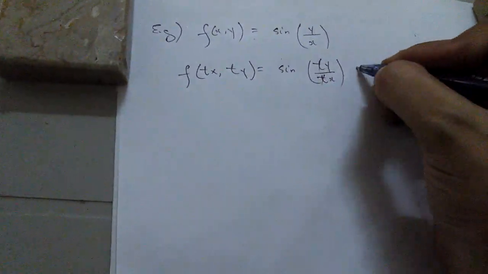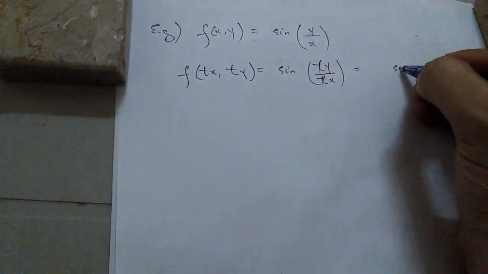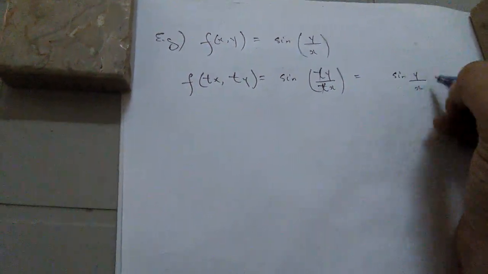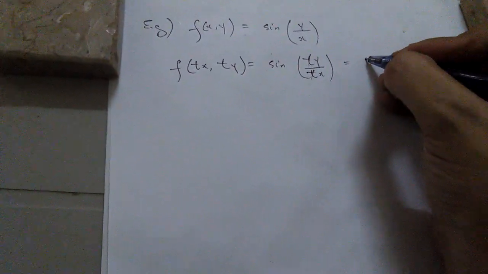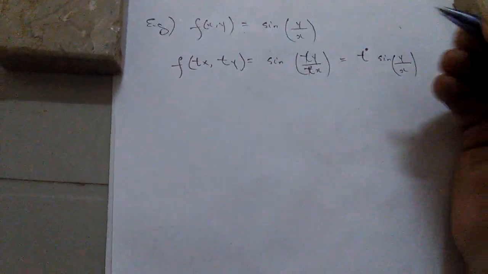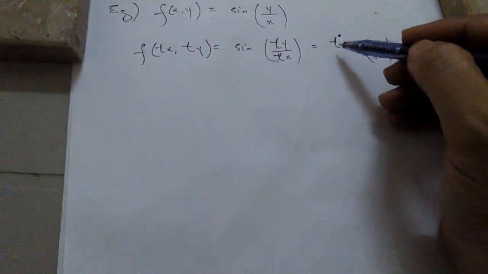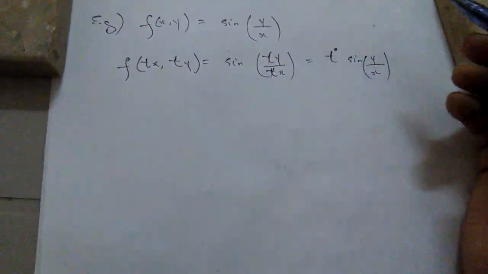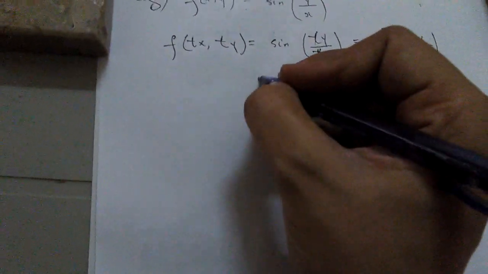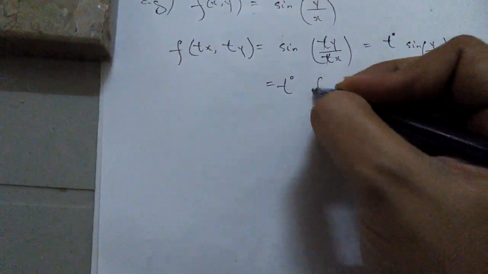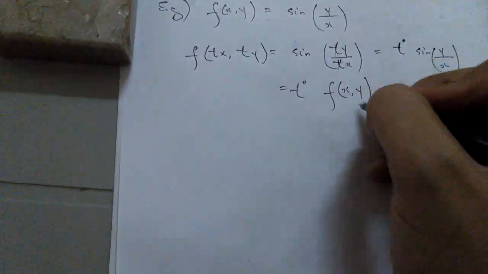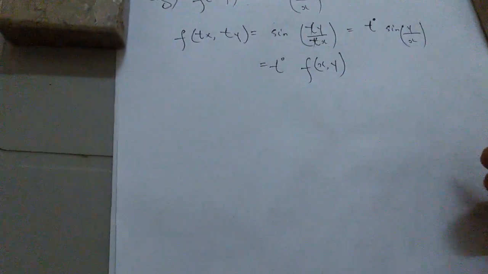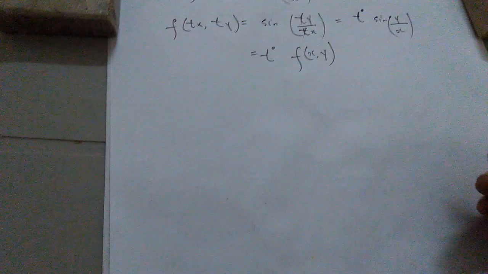Okay, so this t and t gets cancelled. So you're having simply the same function back here, and no t is coming common outside. So you can write it in this way: you're having t power 0. Whatever the base is, if you're having power 0, that thing is 1. So it's t power 0 times f of xy. So this is also a homogeneous function of degree 0. All right, so that's how you maintain it here.